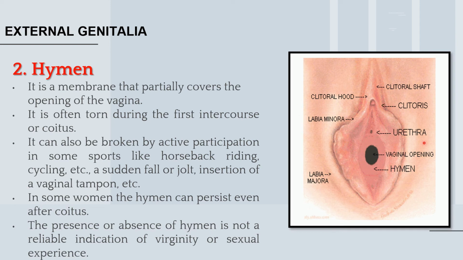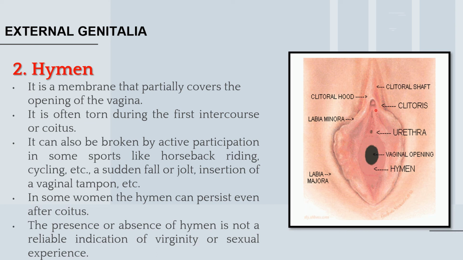The next part of the external female genitalia is the hymen. As you can see in this image, this is the urethral opening, and this is the opening of the vagina. These are present in a median vertical depression called the vestibule, and the two openings are surrounded by two pairs of muscular folds called labia minora, which are lip-like folds. The labia minora are in turn surrounded by large folded structures called labia majora.